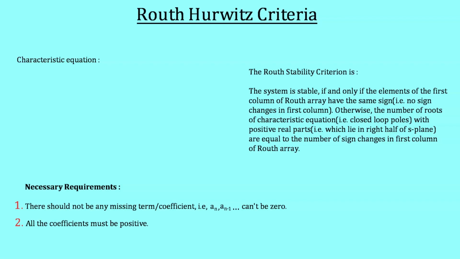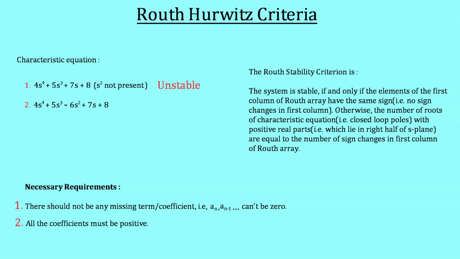There is no need to form the Routh array. Let us consider a few examples. Suppose the characteristic equation of a system is 4s^4 + 5s^3 + 7s + 8. In this expression, there is no term containing s raised to the power 2. We can also say that the coefficient of s^2 is equal to 0. So, without forming the Routh array, we can simply say that the system is unstable.